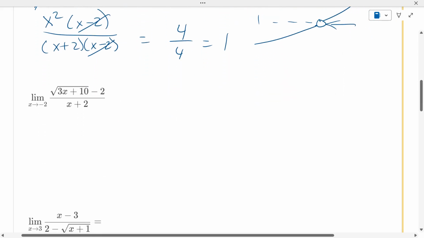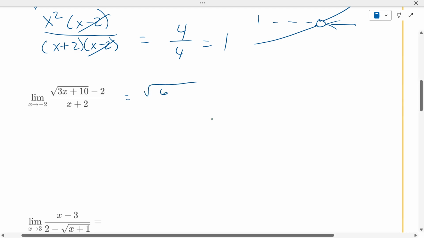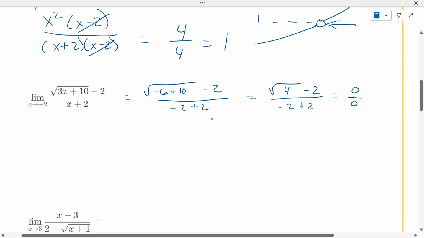Now, if you have a square root function, and if you put a negative 2 in here, I get the square root of negative 6 plus 10 minus 2 over negative 2 plus 2, which is the square root of 4 minus 2 over negative 2 plus 2, which is 2 minus 2, which is 0 over 0, indeterminate form, right? Okay, we can't factor that.